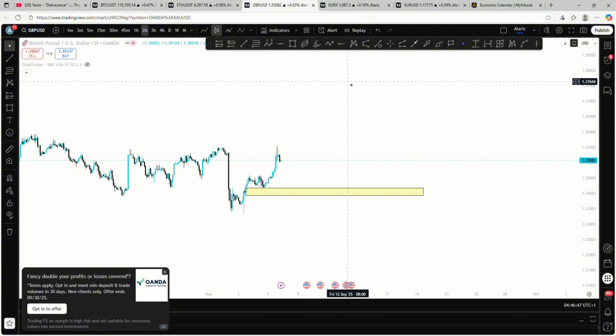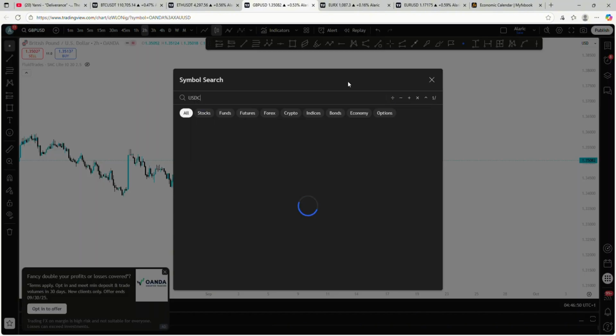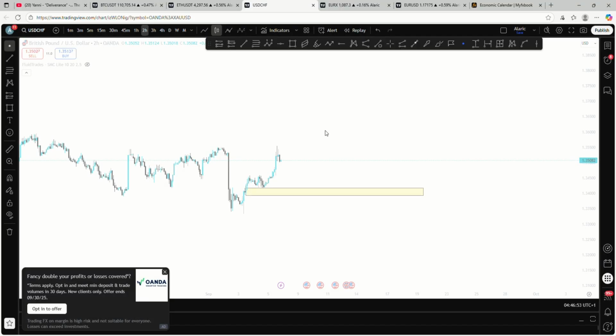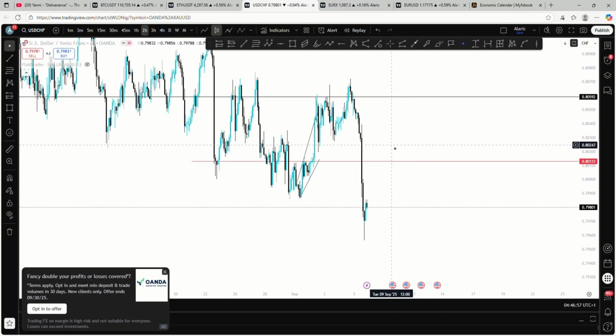Then let's check USD CHF. Now, if you check USD CHF, you can see it massively selling. With these few pairs I've shown you, you can see that any pair where USD is first is selling, and any pair where USD is last is buying. Any pair where USD is the base currency, it is selling. Any pair where USD is the quote currency, it is buying. That is how correlation works.